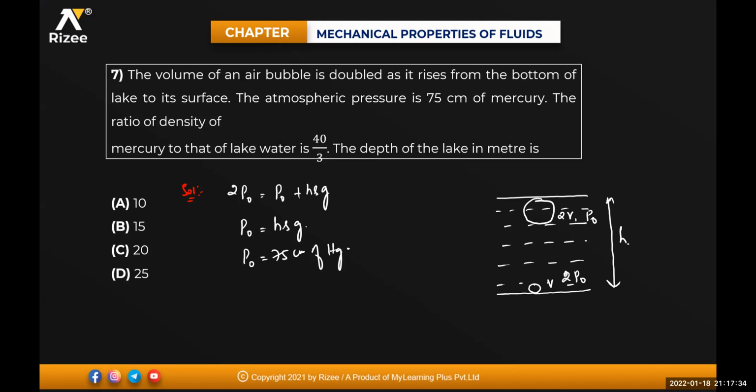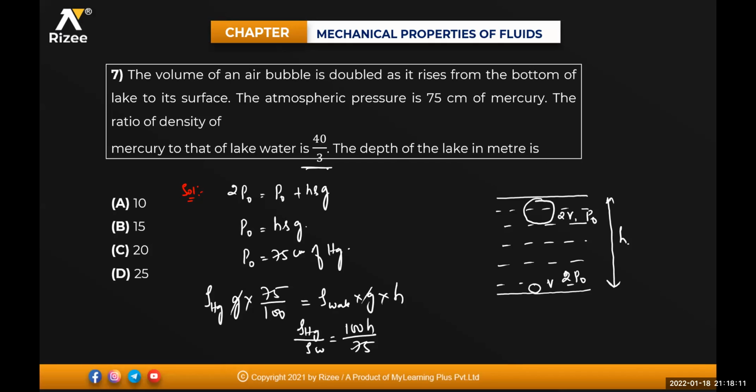P naught is equal to 75 centimeter of mercury. That is nothing but atmospheric pressure. That means density of mercury into acceleration due to gravity into 75 centimeter, that is 75 divided by 100, must be equal to density of water into G into some height H. So this G and this G will get cancelled. So density of mercury divided by density of water will be equal to 100 into H divided by 75. Density of mercury to that of water is given in the problem as 40 by 3. So 40 divided by 3 into 75 divided by 100 is equal to H.